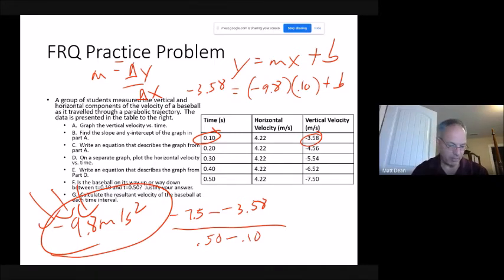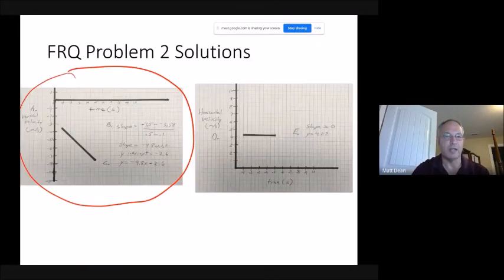When we do the math on this, it's going to end up being negative 3.58, and we're going to have to add 0.98 to both sides, because 9.8 times 0.1 is 0.98. So we're going to end up with a y-intercept of about negative 2.6. And I've notated that on the next slide. So slope, negative 9.8, y-intercept, negative 2.6.